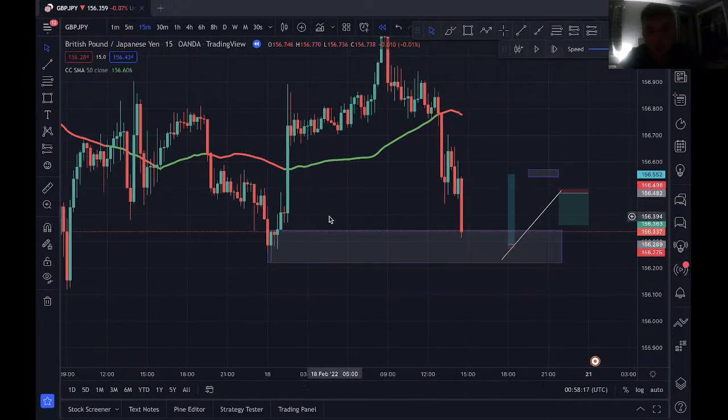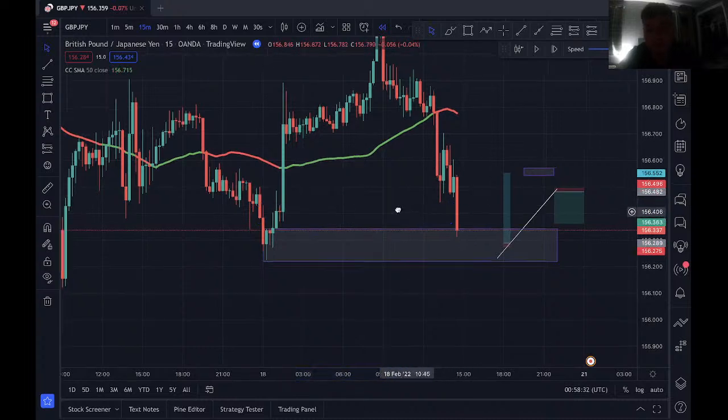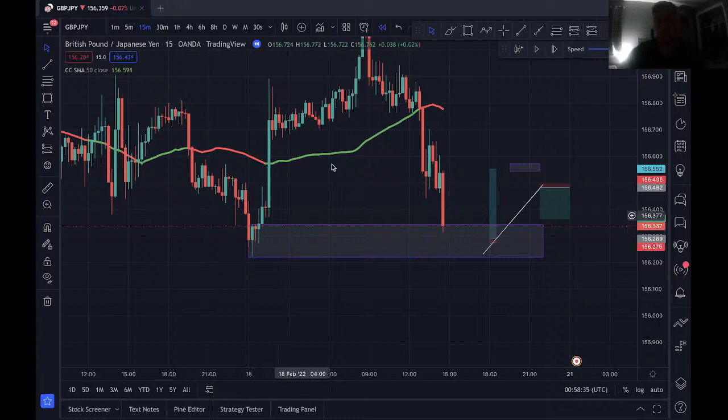See, it does react off this zone, so you could have had a quick scalp off this. You can see it just about reacts, doesn't quite hit it anyway, so you can't take a trade in there. It blows right past it once it does get in it, so that's fine. So now you're looking at this supply and demand area.